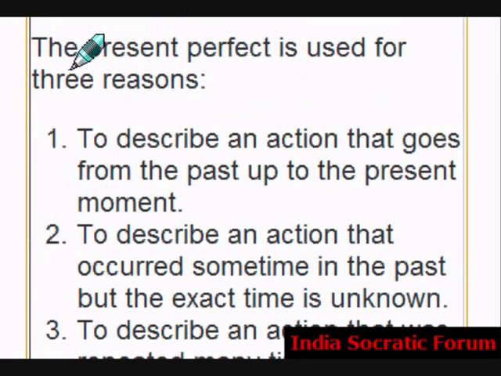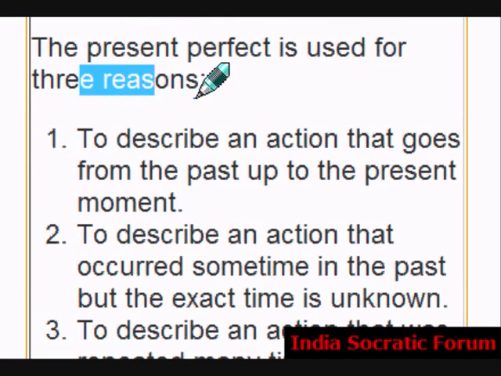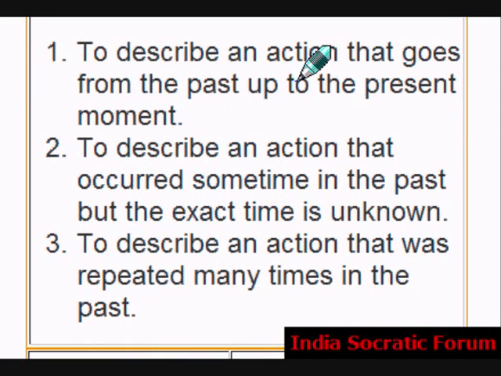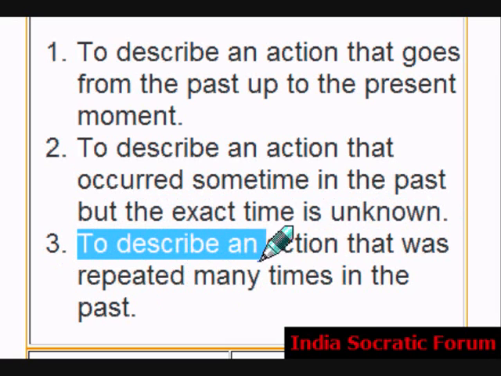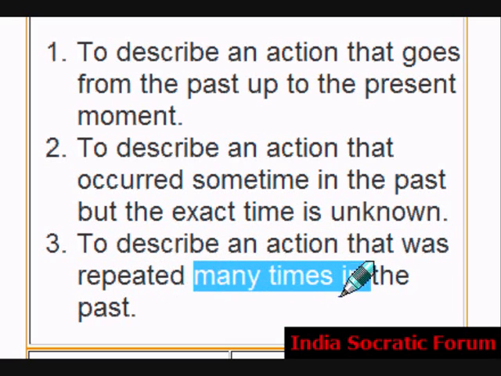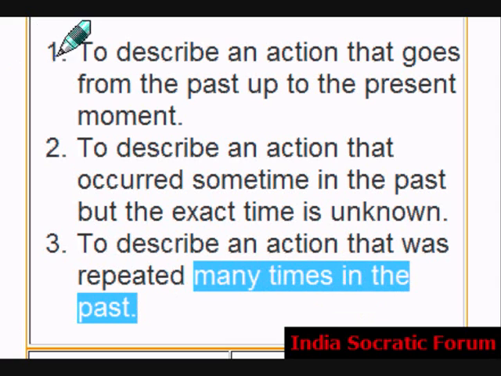The present perfect is used for 3 reasons. Number 1, to describe an action that goes from the past up to the present moment. Number 2, to describe an action that occurred sometime in the past, but the exact time is unknown. Number 3, to describe an action that was repeated many times in the past. So these are the 3 reasons.